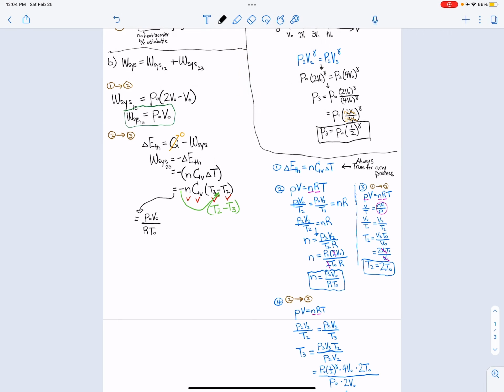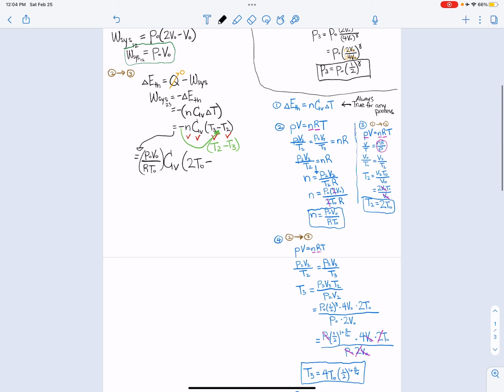Okay, so I've got my N. Then I need to find my CV, or I don't actually because that was given to us. And then I need to multiply that by T2 minus T3, which is 2T naught minus, what is T3? Minus 4 T naught times 1/2 to the power of 1 plus R over CV.